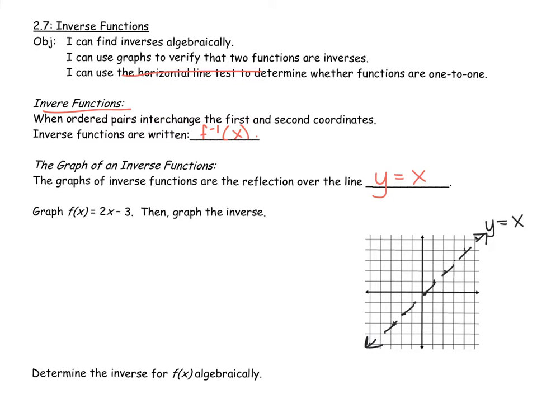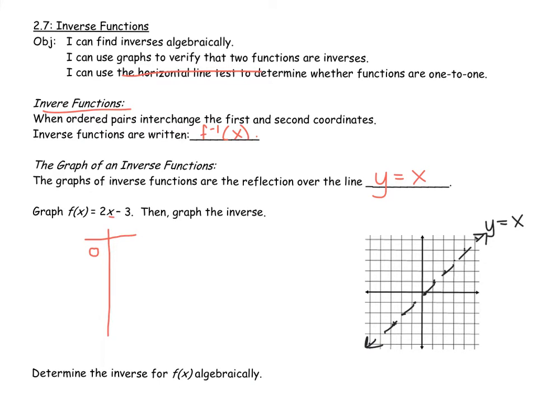To sketch the graph of f of x equals 2x minus 3, I'm going to make a table. And the reason I'm making a table is more so for the inverse. I'm going to create values for x to plug in and determine what y should equal. It's always good to start with the y-intercept. So that means I'm going to plug in 0 for x.